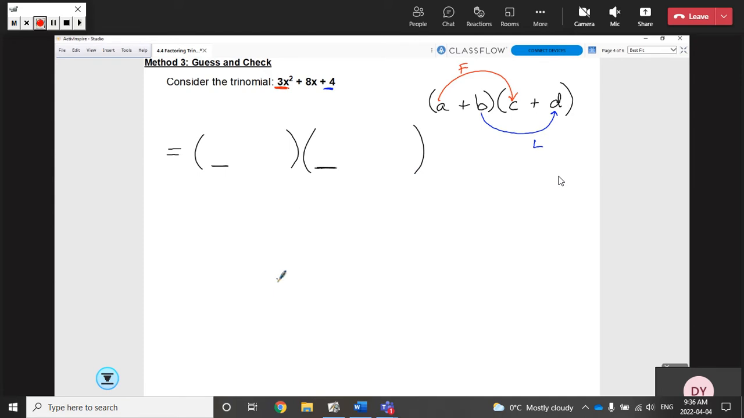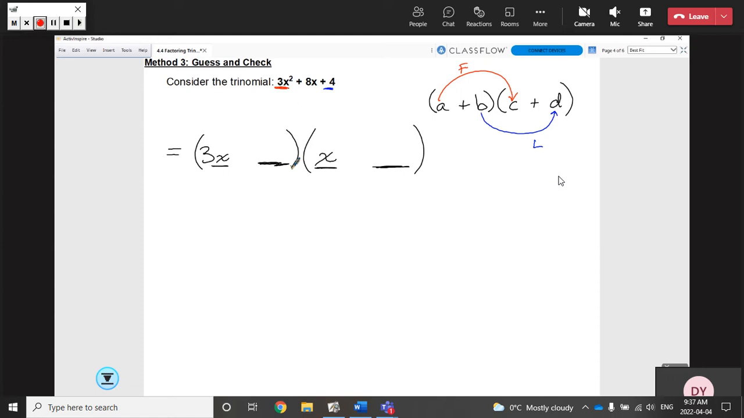So what are the only ways you can multiply to 3x squared? It's got to be 3x times x, right? That's literally 3 and 1 are the only multiples of 3. So it's got to be like 3x and x in no particular order. That's the only way you can get a result of 3x squared. You agree? Okay. Now, over here, these last terms here, how might we get a result of 4?